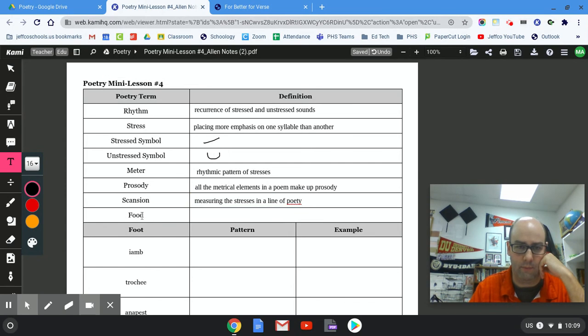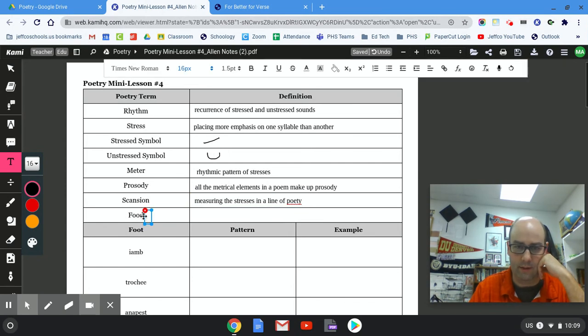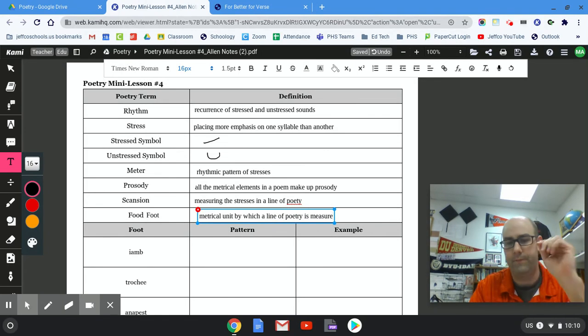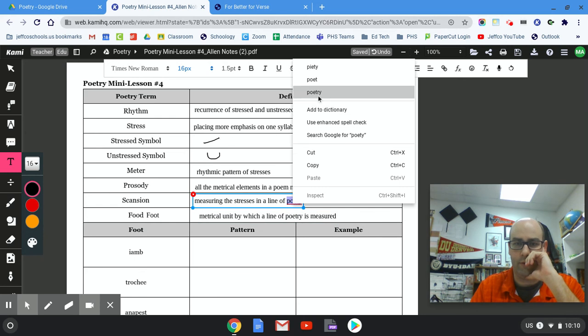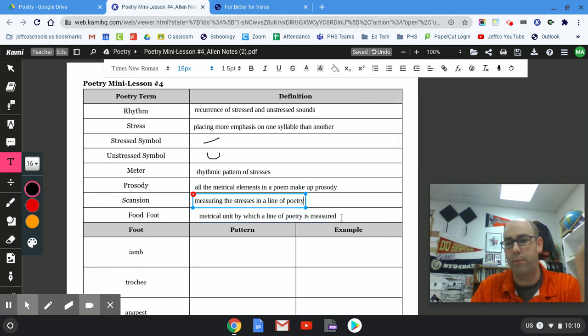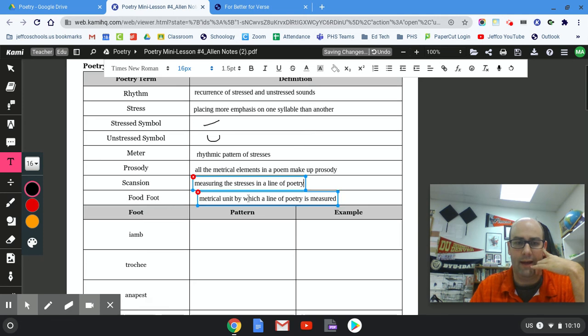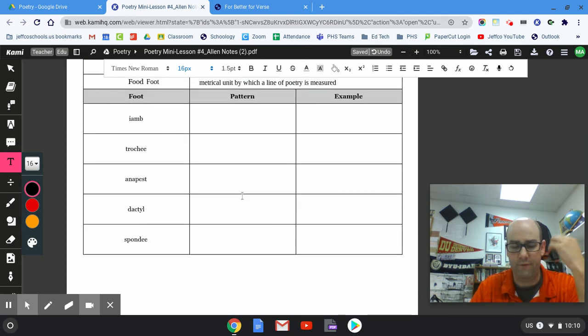And then look, this is supposed to be foot, not food. I must have been hungry or something when I was writing that. So this is foot. That's funny. Okay, so this is foot, right? This is the metrical unit by which a line of poetry is measured. Just like we measure other things in feet, we measure poems by feet as well. And there are a whole bunch of different types of feet, but I'm only going to give you the 5 most common that are probably going to show up on the test.